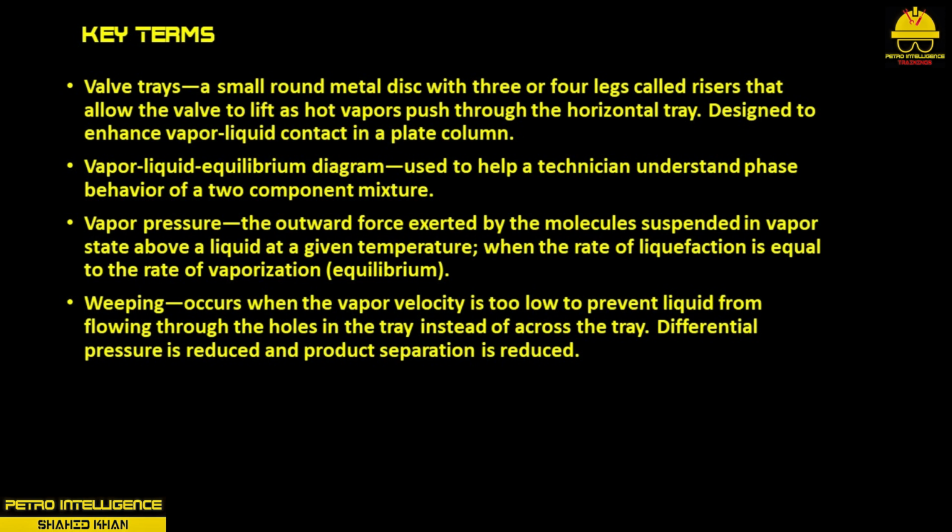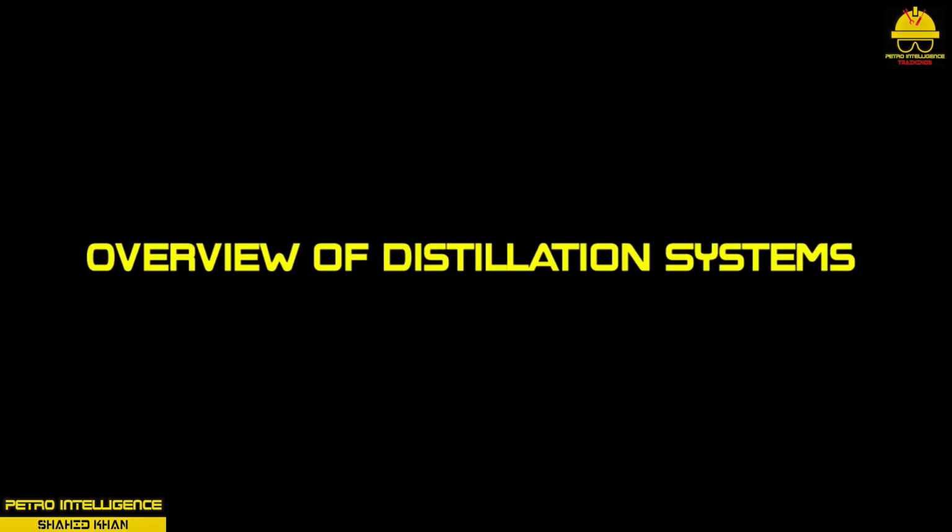Vapor-liquid equilibrium diagram is used to help a technician understand phase behavior of a 2-component mixture. Vapor pressure is the outward force exerted by the molecules suspended in vapor state above a liquid at a given temperature, when the rate of liquefaction is equal to the rate of vaporization, equilibrium. Weeping occurs when the vapor velocity is too low to prevent liquid from flowing through the holes in the tray instead of across the tray. Differential pressure is reduced, and product separation is reduced.